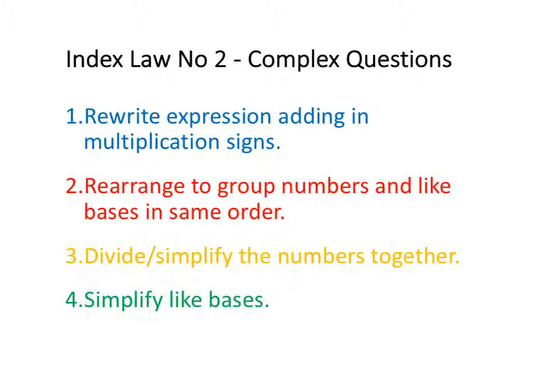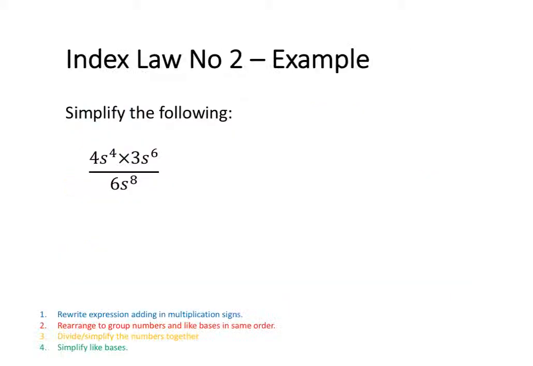The 4 steps I recommend when looking at complex questions involving the second index law: first, rewrite the expression adding in any multiplication signs, which go in between the numbers and the variables. Second, rearrange to group numbers and like bases in the same order in my numerator and denominator. Third, divide or simplify the numbers in my numerator and denominator. And the last step is to simplify like bases using the second index law. So let's have a look at some examples.